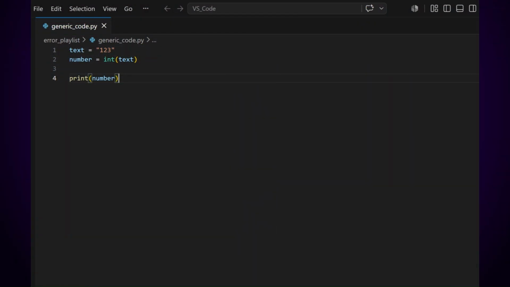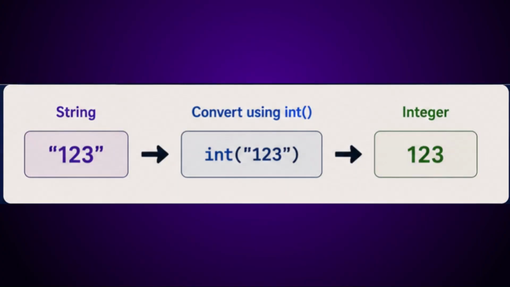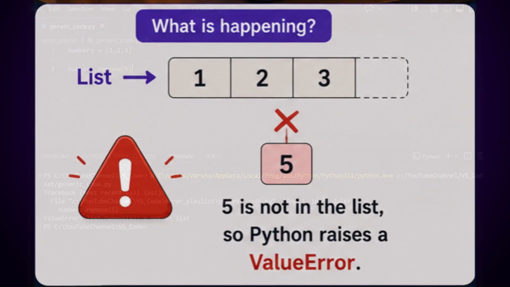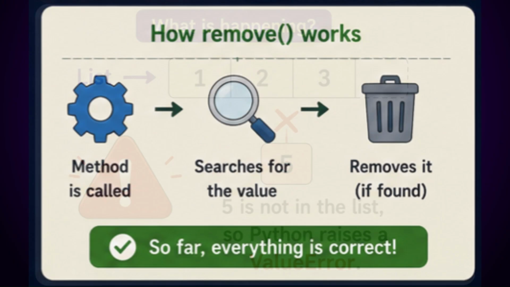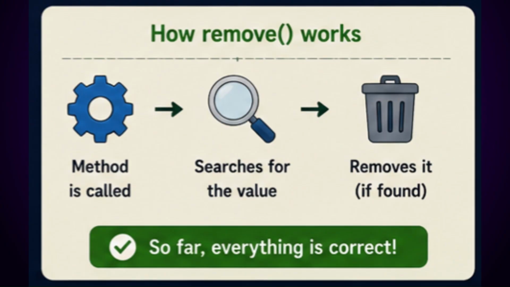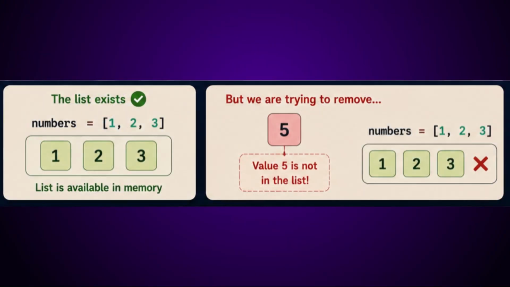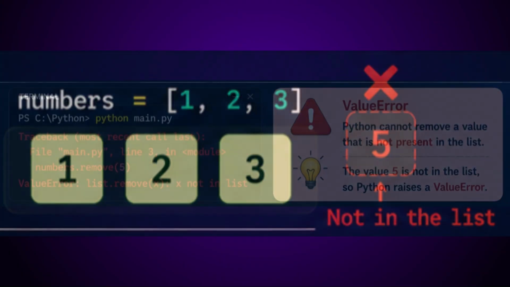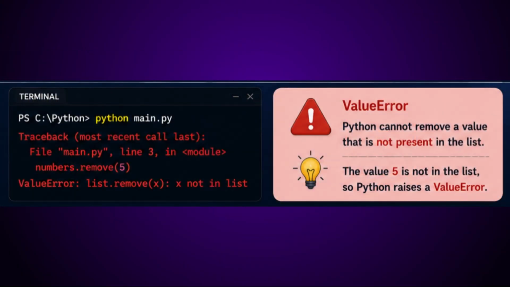Now the string contains a valid numeric value. Python converts it successfully. Another common example happens when working with lists. The remove method works correctly. The list exists, but the value 5 is not present inside the list. So Python raises a value error.